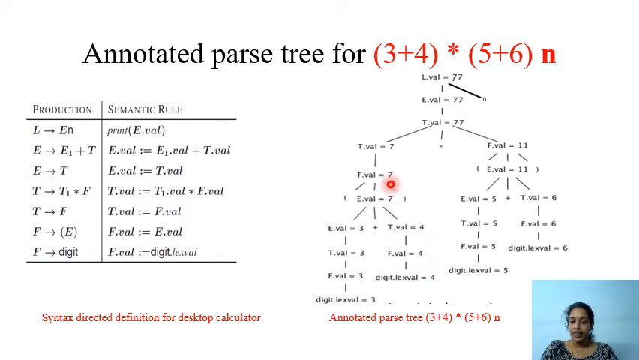Here it is 7. T gets the value from F. Now we go to the right side of T. We got F.value equal to 11. Here this T gets its value by multiplying its left child value and right child value, that is 7 times 11, which is 77, and we got the final answer 77.